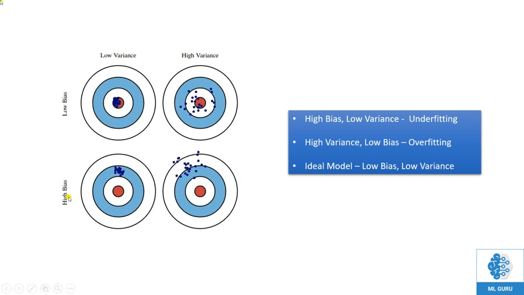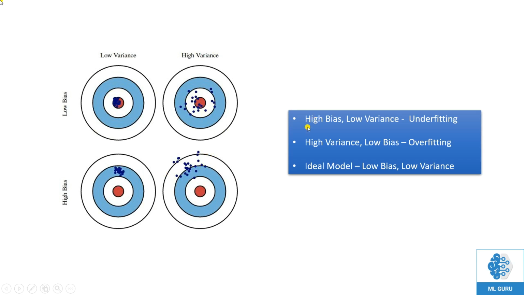So when my bias is high, you can see that the average of all these points is far away from the true function, whereas if my bias is low, the average of all these points is close to the optimal solution. Now let's look at variance. If I have low variance, you can see that all these points are close to each other. On the other hand, when we have high variance, then we can see that all these points are far away from each other.